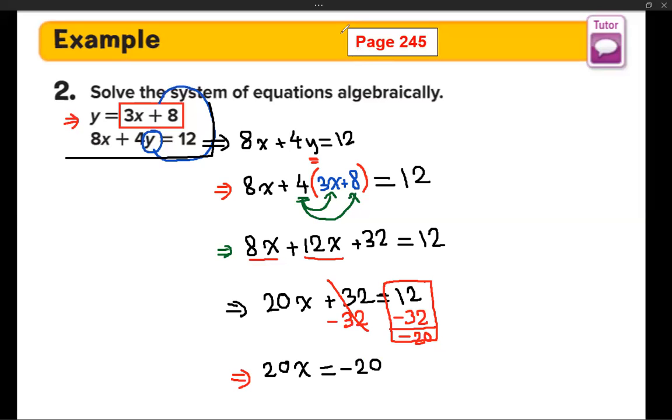Just to divide, because it is a multiplication between 20 and x, we just reverse the mathematical process and divide both sides here over 20. Why over 20? Not because of this negative 20. It's because 20 is the factor for x. So here we got 1 and here we got negative 1. So what is the value for x now? We can see that x is equal to negative 1.